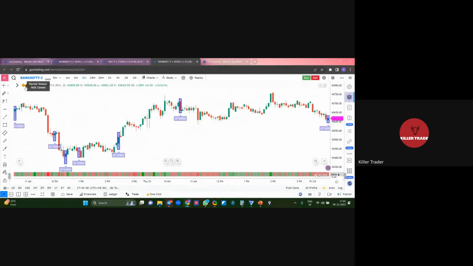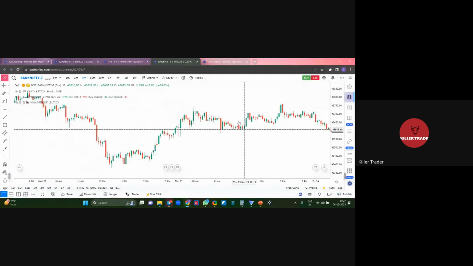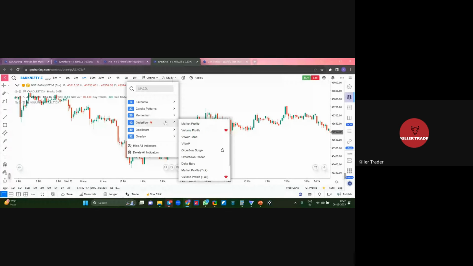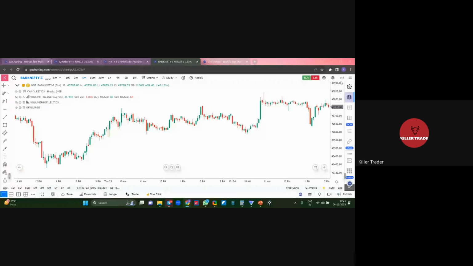Let's start with Bank Nifty, for example. Let me remove everything else. Now, when you go to FX and study, go to order flow, you will see order flow search here. This is available for everyone right now. Click on it.